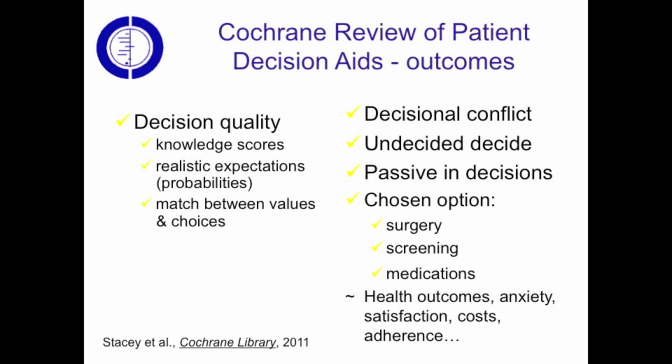So if we look to the Cochrane review of patient decision aids and look at what outcomes are being measured, the outcome around decision quality, so the way we report on this in decision aid trials is looking at knowledge scores, realistic expectations or their understanding of the probabilities or chances of things happening. And the third outcome that is under decision quality is the match between values and choice. But interestingly, in 86 trials in our last update, no one has developed a composite measure of decision quality.